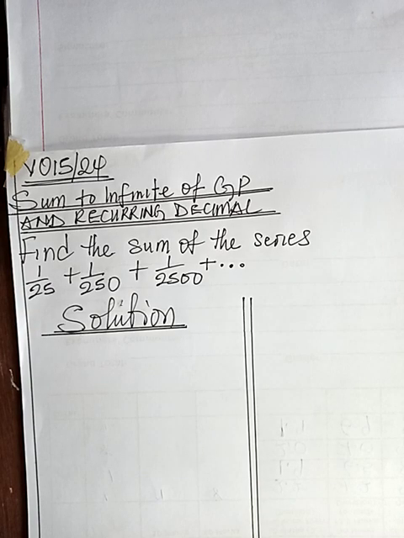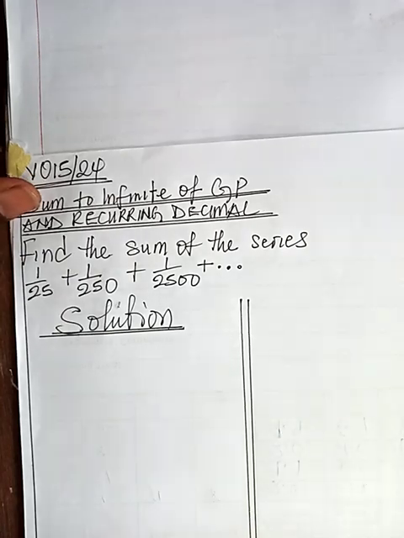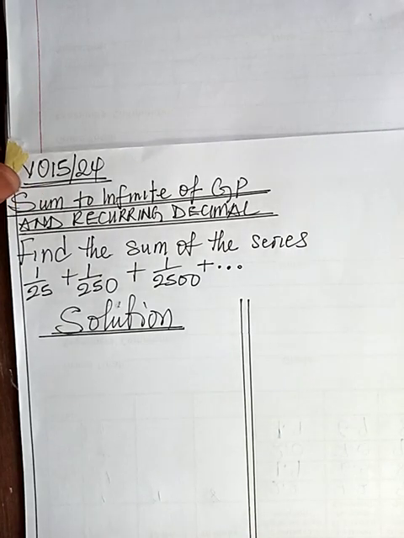We want to use this question to relate sum to infinity of a GP and a recurring decimal. Is there really a relationship between those two? Let's dive into this question and find out. I have a problem written out already. Find the sum of the series 1 over 25 plus 1 over 250 plus 1 over 2500 to infinity.